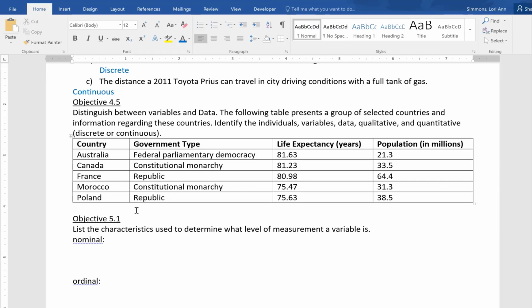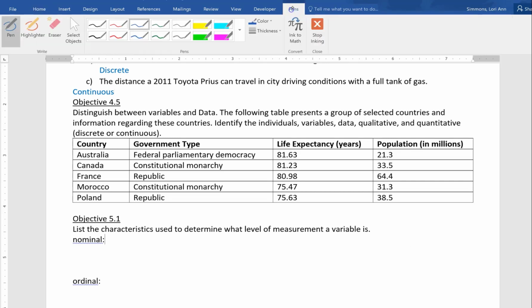So now we're going to distinguish between variables and data. The following table presents a group of selected countries and information regarding these countries. We want to identify the variables, the individuals, data, qualitative and quantitative. And if it's quantitative, describe if it's discrete or continuous. So first, let's talk about what are the individuals. Well, we are going to talk about the individual countries. So this is individuals.